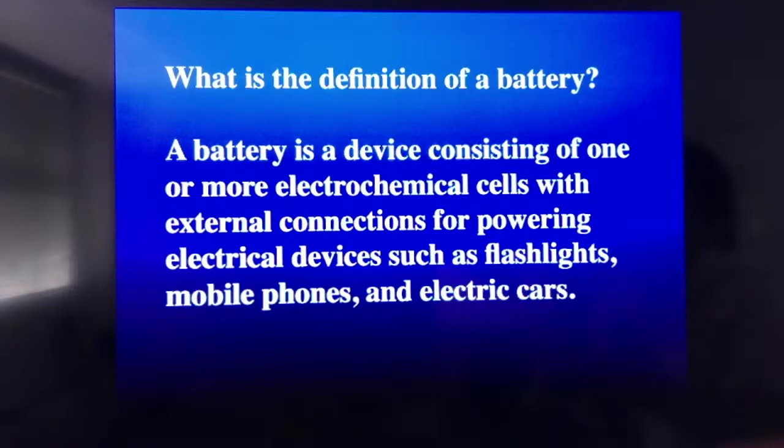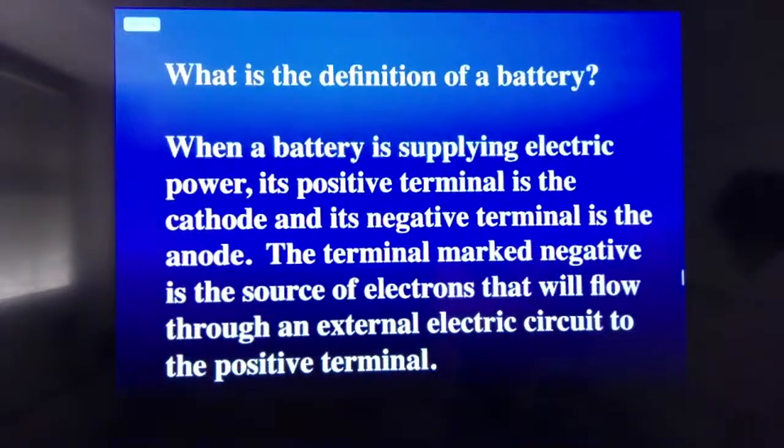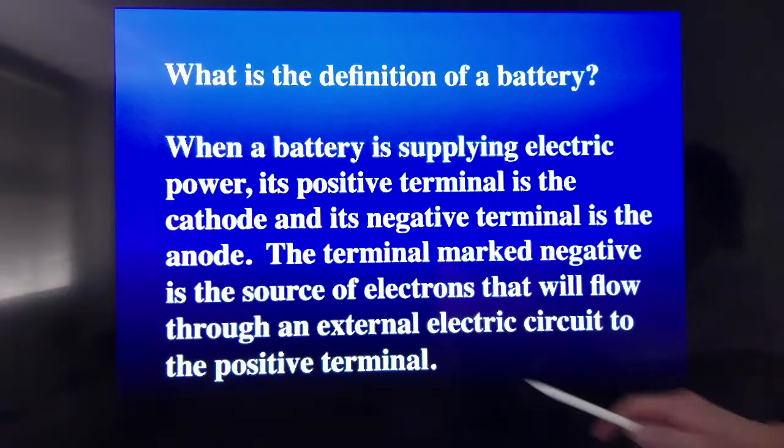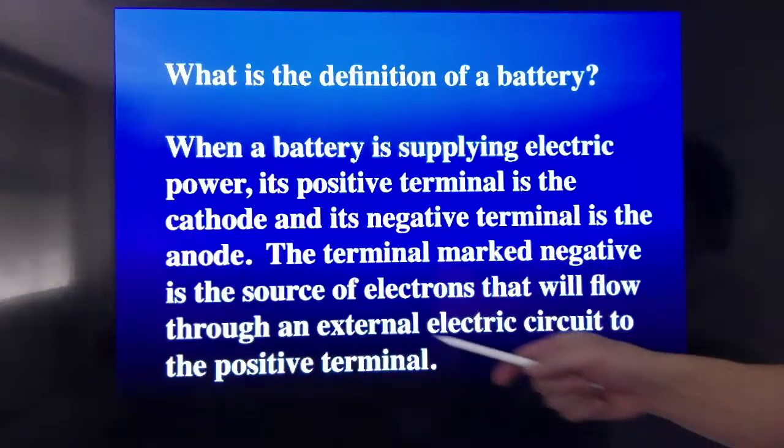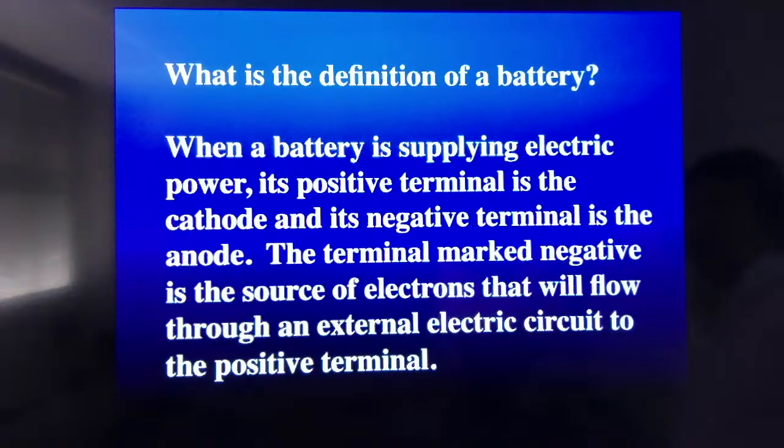Battery, talking about this lecture. But this is a bit longer. When a battery is supplying electric power, its positive terminal is the cathode and its negative terminal is the anode. Yeah, correct. The terminal marked negative is the source of electrons, right? So the negative electrode or anode gives you electrons that will flow through an external electric circuit. External electric circuit means like a flashlight, electric car or mobile phone or something like that. External electric circuit to the positive terminal.